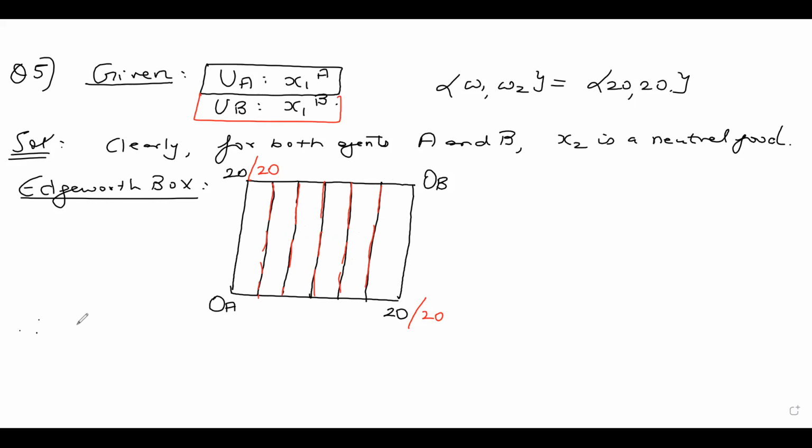So I can write, therefore, ICs of both the agents A and B overlap. And you can see that both of them are getting satisfaction only from good 1. So guys, if both of them are getting satisfaction from good 1, you take any point in the Edgeworth box, it's going to be Pareto efficient because no one would want to deviate from that point. So consider any interior point.